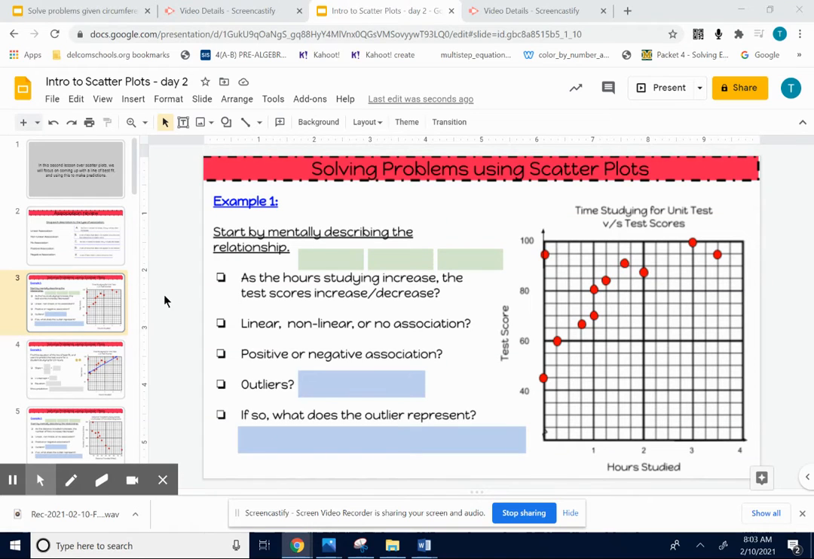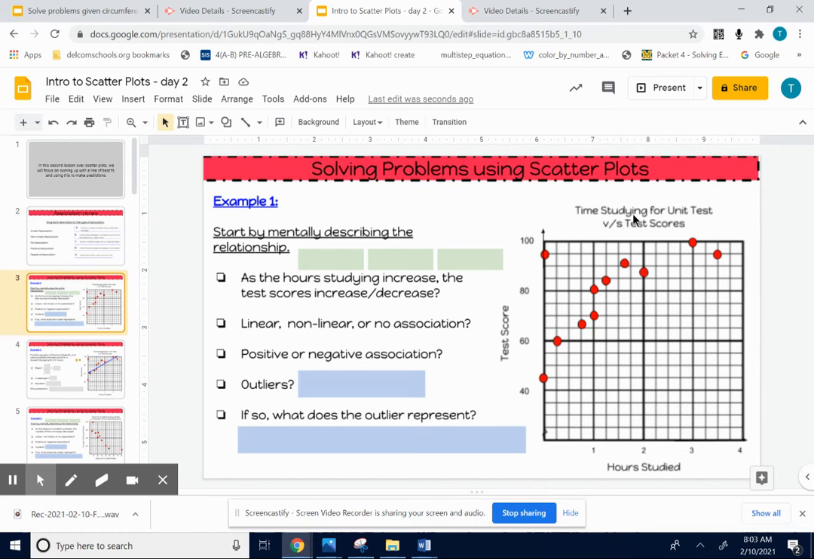Okay, in this lesson, this is day 2 of scatter plots. We're going to focus on finding the line of best fit of a scatter plot and making predictions. I'm just going to go over a few slides to help get you started on this. I'm going to focus on slides 3 and 4, and we're going to look at an example.